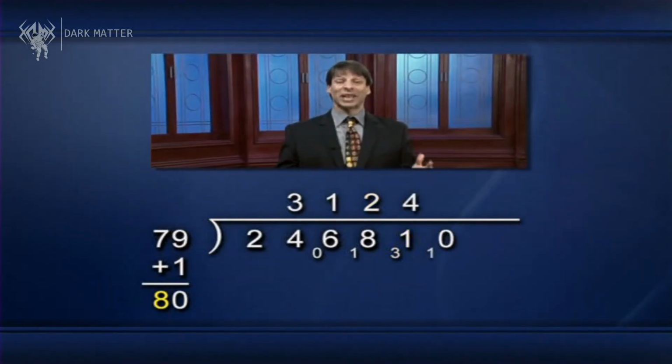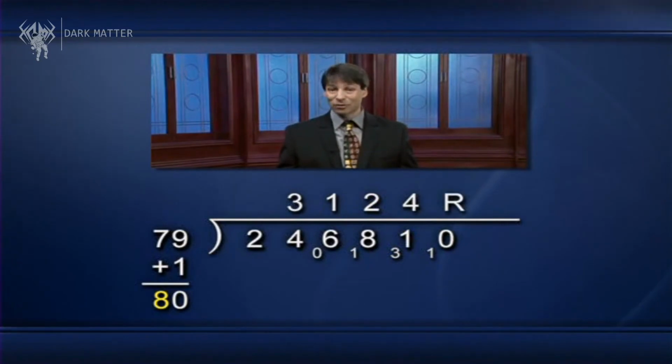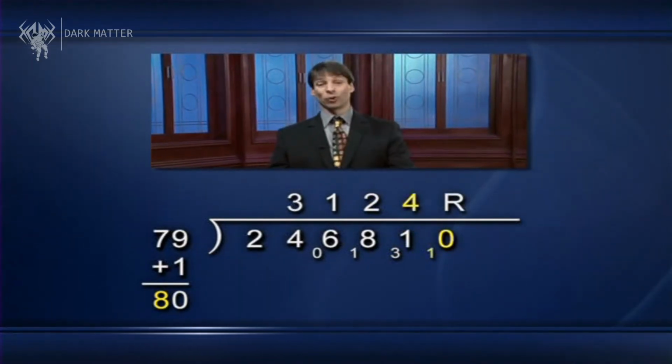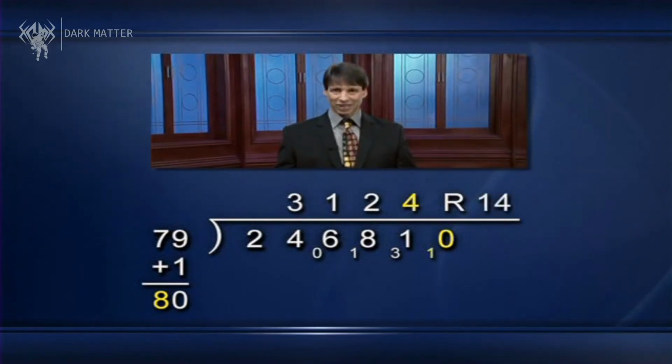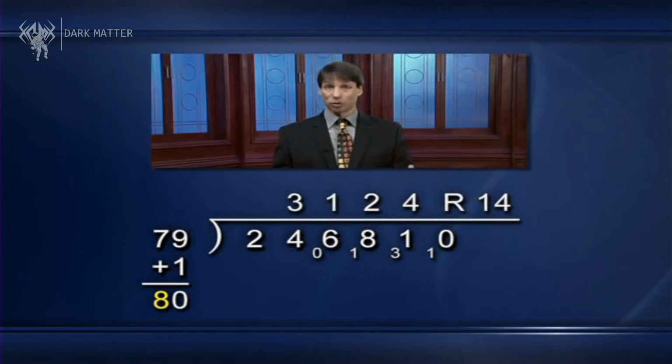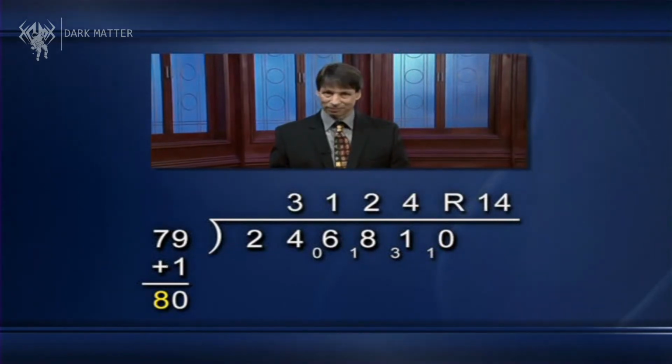Finally, when we reach the last digit, we get the remainder, and the remainder would be 10 plus 4, which is 14. So there's the answer, 3124, with a remainder of 14. I assure you that with just a little bit of practice, this method is much quicker than doing the problem using short or long division.